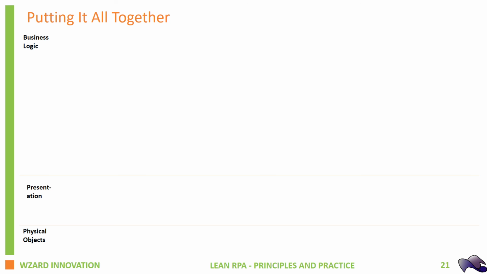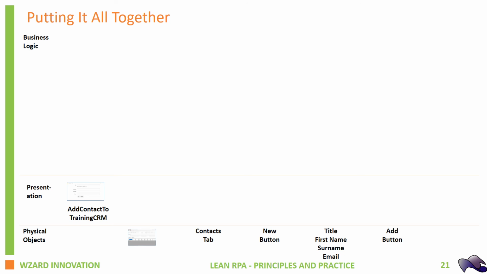So looking at this section, we've really broken it down into 3 different layers: the physical objects layer, the presentation layer, and then the business logic. So we saw at the physical objects layer the actual underlying systems, the contacts tab, the new button, the dialog with the data entry for title, first name, surname and email, and then the add button, all of which we interacted with directly from the business logic. We also built a new presentation layer, which provided the user with the ability to key in information. This was just in this example. You can pull data from multiple different sources, such as spreadsheets or directly from the other systems.